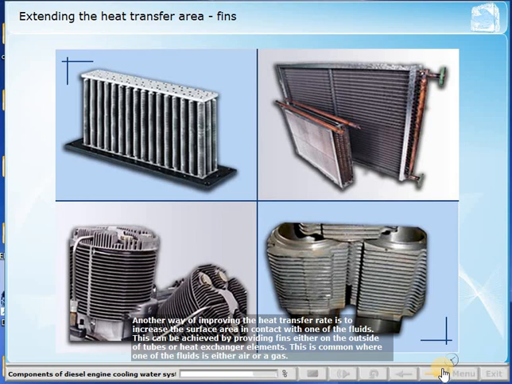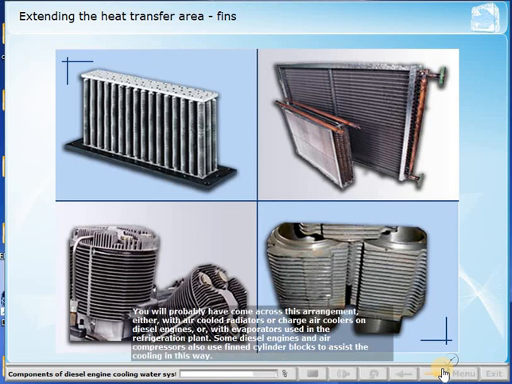Another way of improving the heat transfer rate is to increase the surface area in contact with one of the fluids. This can be achieved by providing fins, either on the outside of tubes or heat exchanger elements. This is common where one of the fluids is either air or a gas. You will probably have come across this arrangement, either with air-cooled radiators or charge air coolers on diesel engines, or with evaporators used in the refrigeration plant. Some diesel engines and air compressors also use finned cylinder blocks to assist the cooling in this way.